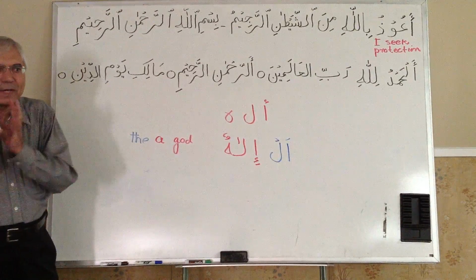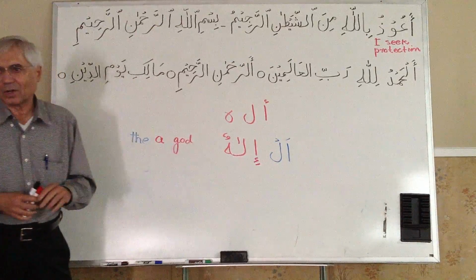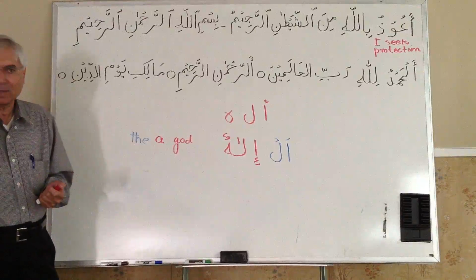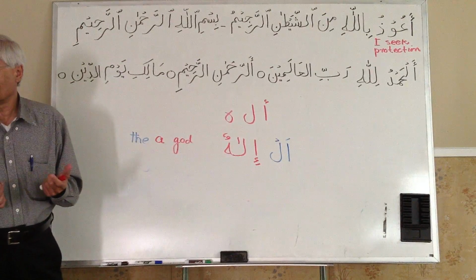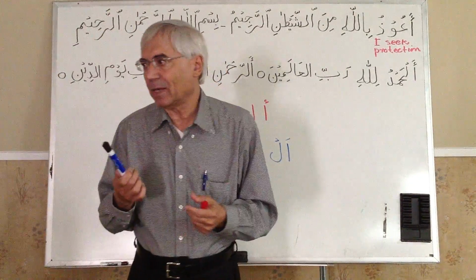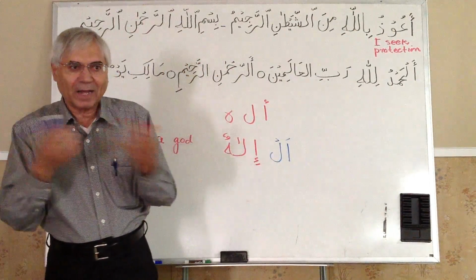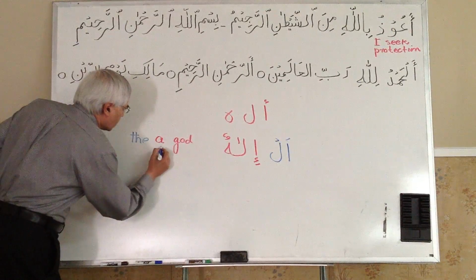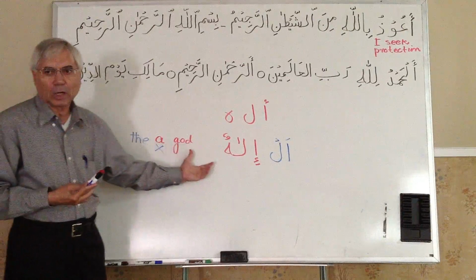Now in English language, you cannot say the a God or the a book. It is wrong. Either it is a pen or it is the pen. Right? A pen can be any pen. But when I say the pen, it is some definite special pen. So in English, a and the cannot combine. So we have to drop this a from here. So now it becomes the God.